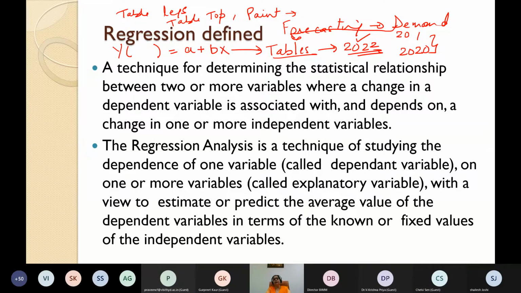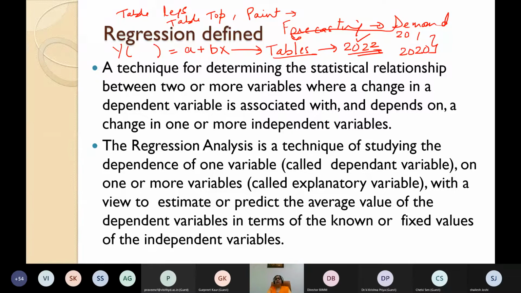Another example can be, let's say, in marketing management, we try to use different kinds of promotional tools, and that impacts the sales. So sales can be the dependent parameter upon the independent parameter of the promotional budget or the kind of promotional techniques that you are using.